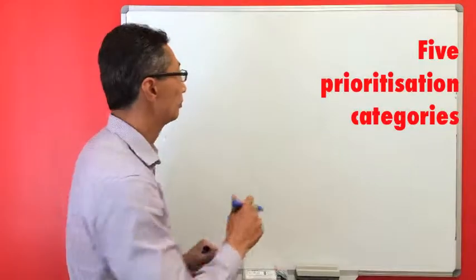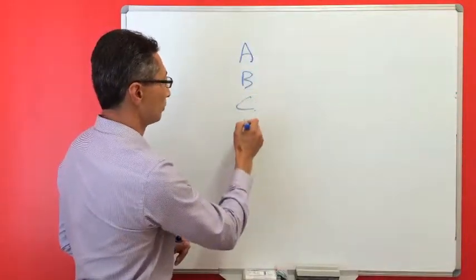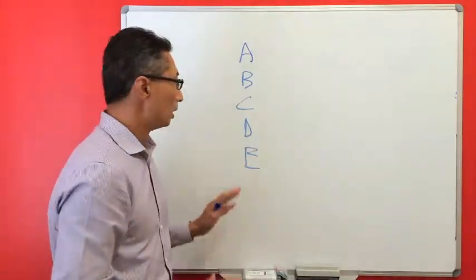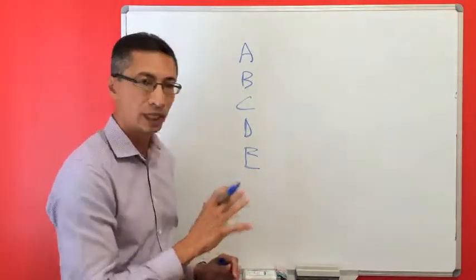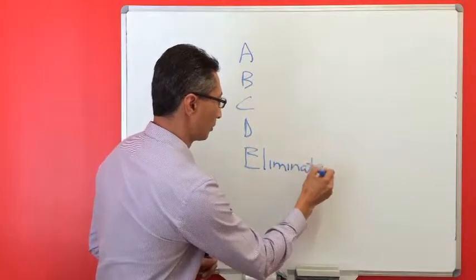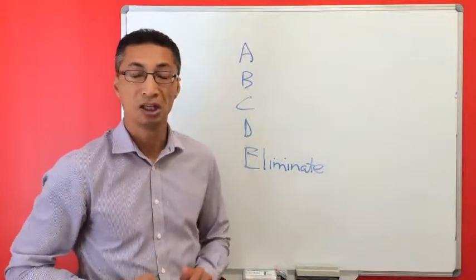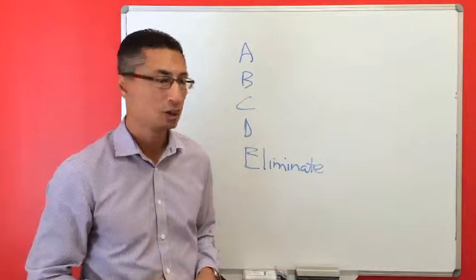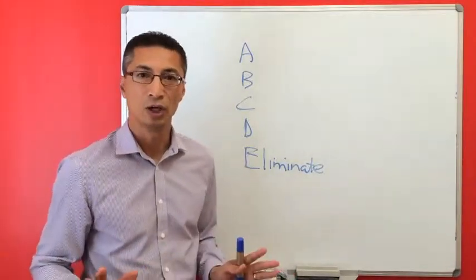So I'll just write these up on the board. Okay, A, B, C, D, and E. I'll start from the bottom. E really stands for eliminate. There may be things that are on your list that have been there historically. You don't need to do them anymore because business has changed, your priorities have changed. So firstly, go through the list and eliminate those things that you no longer need to do.